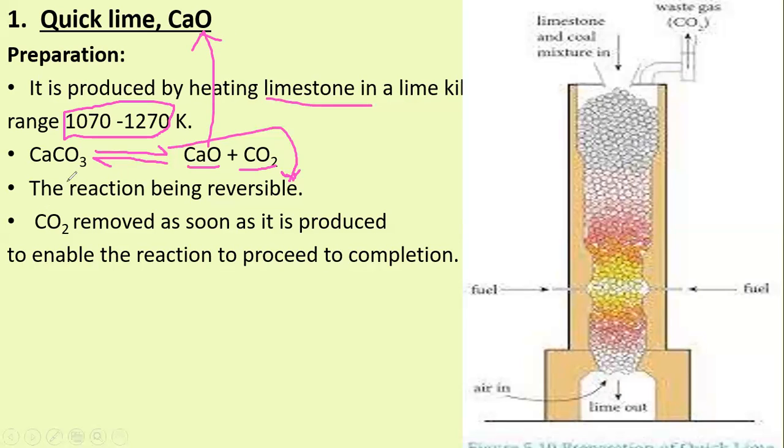This is called a reversible reaction. The products are calcium oxide and carbon dioxide, and these again get converted to calcium carbonate. If we take this calcium carbonate as the reactant, we get this as the product, and vice versa. That is why this reaction is called a reversible reaction. Reversible means the reactant gets converted to product, and again the product gets converted to reactant.